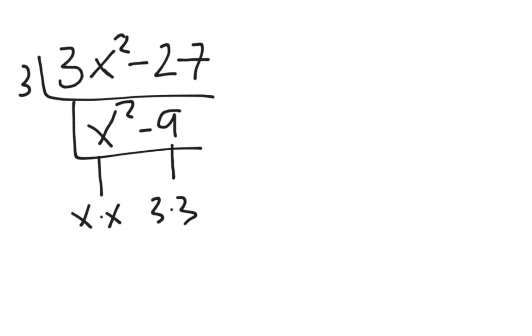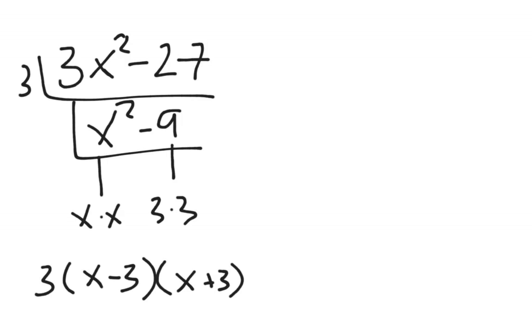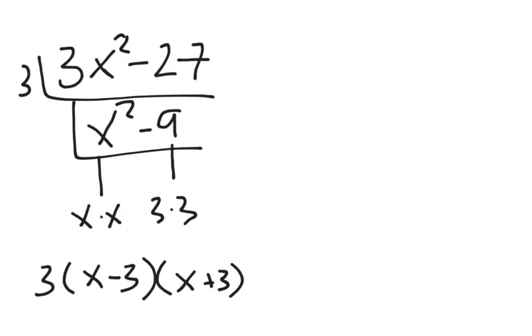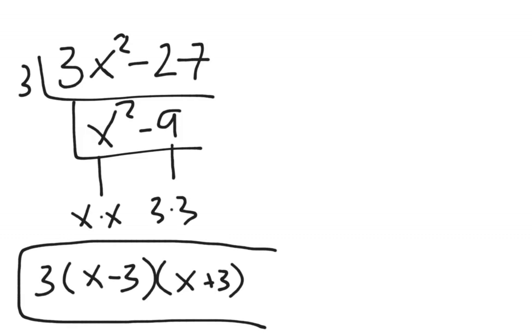I can apply my difference of squares to get x minus 3 times x plus 3. Now you'll notice I haven't forgotten about the 3 that I factored out, and that's going to be multiplying in the beginning. So my final answer is 3 times x minus 3 times x plus 3.